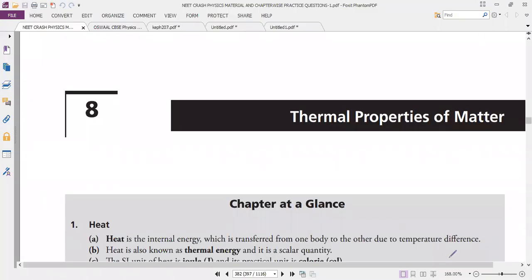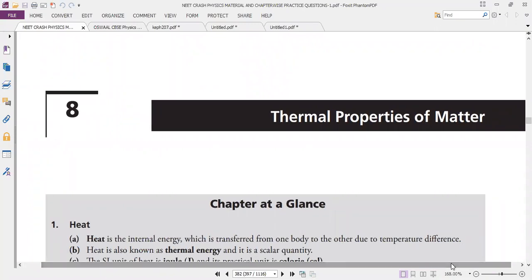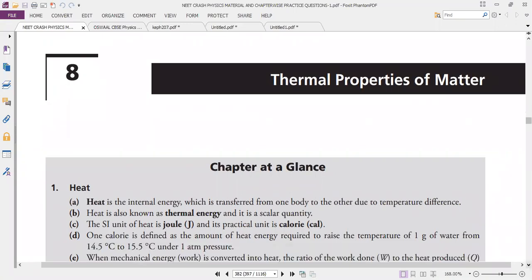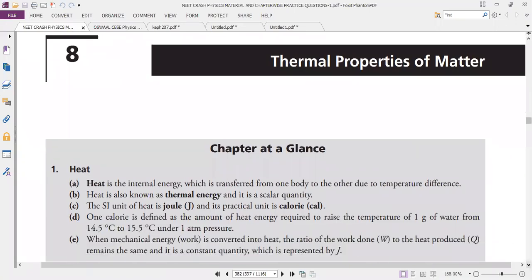Okay, today in class we start with revision of thermal properties of matter and thermodynamics. The first one, what is heat? It is a form of energy. It will transfer from one body to another, from higher temperature to lower temperature. Thermal energy is a scalar quantity.